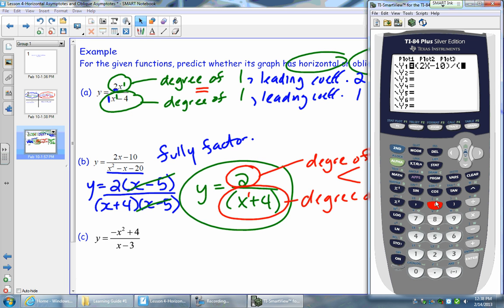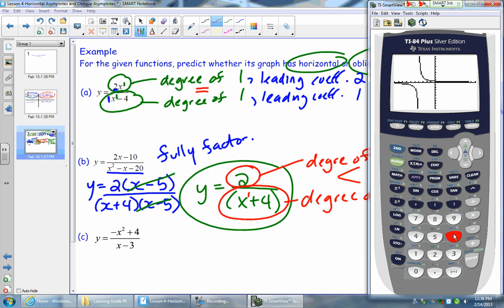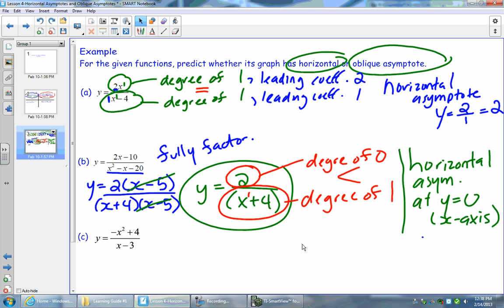okay, x squared minus x minus 20. Okay, so let's try Zoom 6 standard and see what we get here. Yes, we do have a rational function, and notice what happens at the y is equal to 0 line. That graph is not touching the x-axis, so hence we have a horizontal asymptote right at that line. So we have done that correctly.